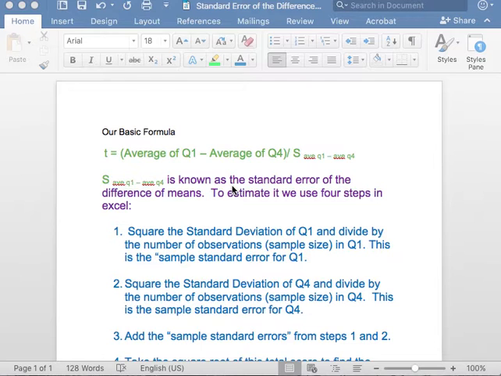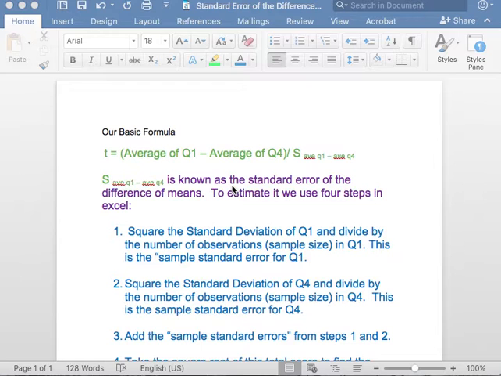And so first let me present the basic formula. What we want to do is estimate t. And t is a summary statistic for the distance between two means. In our case, we're going to use quartile 1 of states and quartile 4 of states.